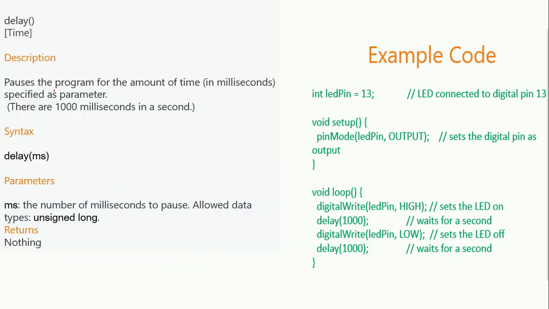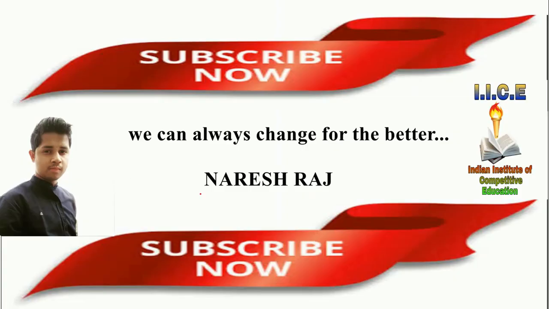Next, delay. With the help of delay we can pause the program for an amount of time in milliseconds, and to convert to seconds we multiply by 1000, so that milliseconds are converted to seconds. Now you have seen in this video how we can write our sketch and what the main important parameters of this sketch are, and in the next video we will implement this sketch in our LED blinking program.